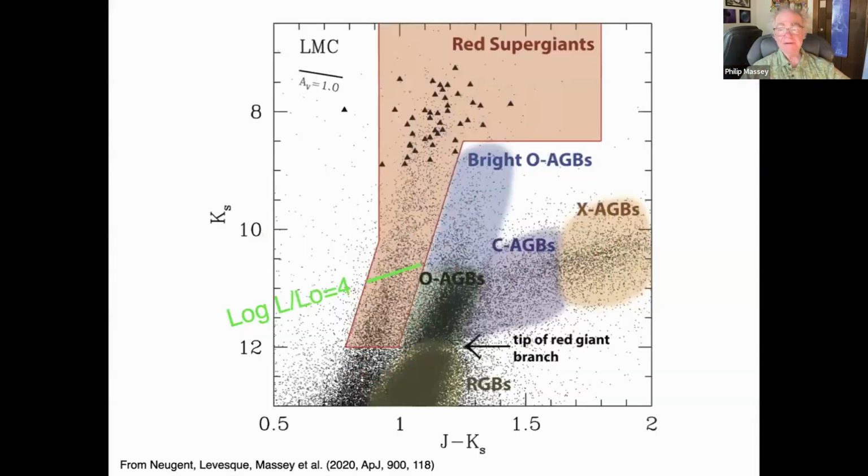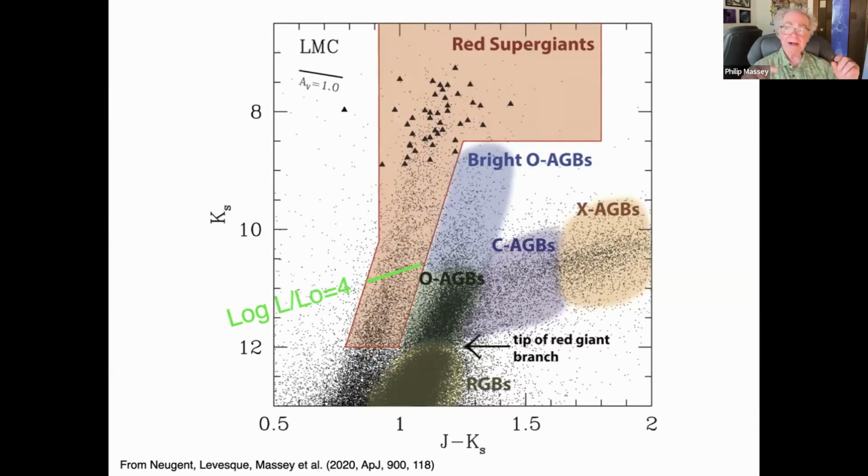Here is the color magnitude diagram for the LMC. And we can see, after all, the reason that Ming's method works so well is that at lower metallicities, the Hayashi limit is shifted to cooler temperatures.